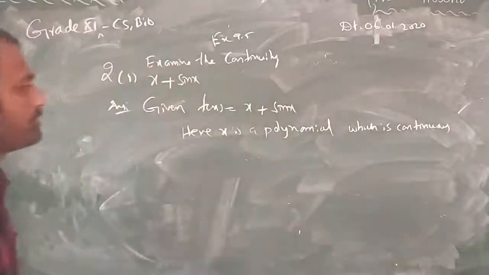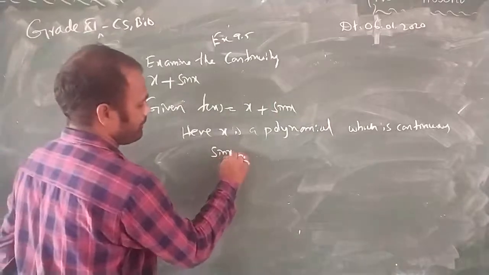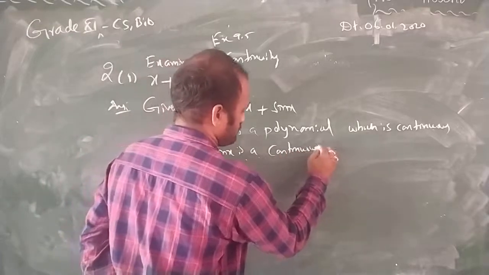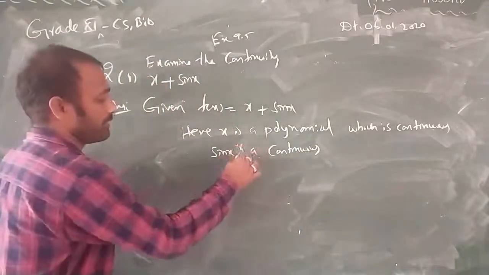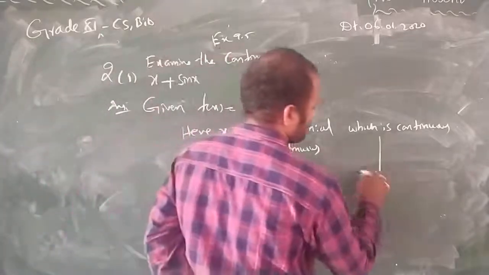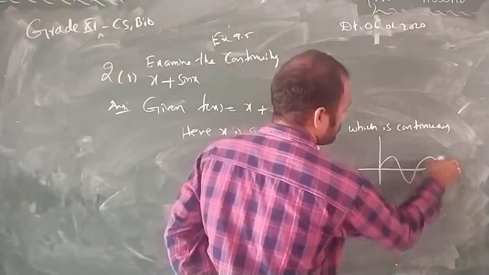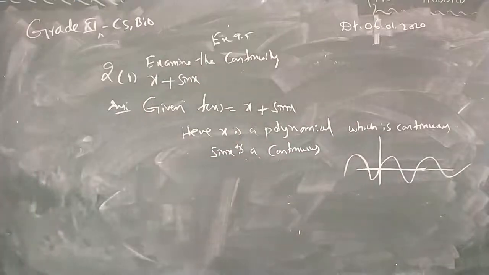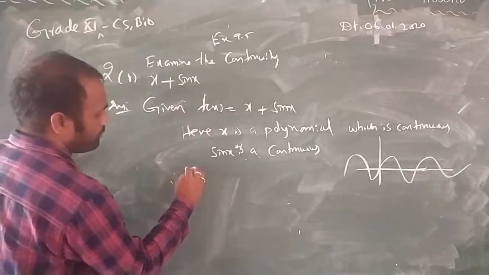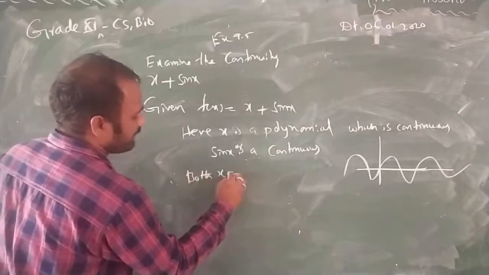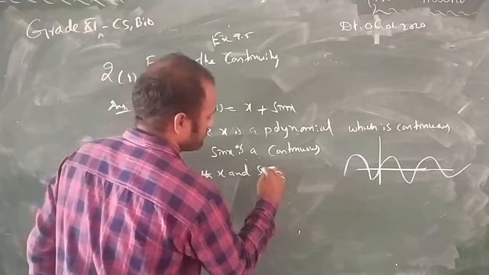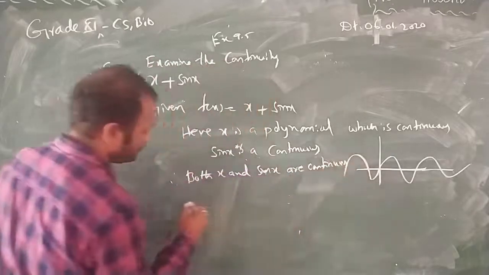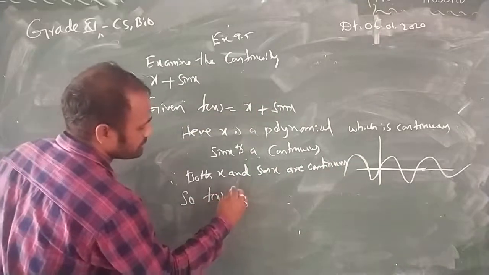Which is continuous, and sin x is a continuous graph. We know that the sin x graph is continuous. So by seeing this we can see that, therefore, both x and sin x are continuous. So f of x is continuous.